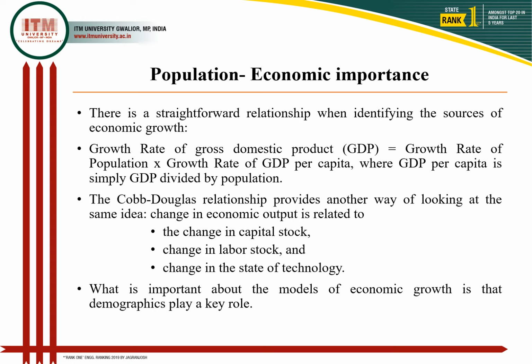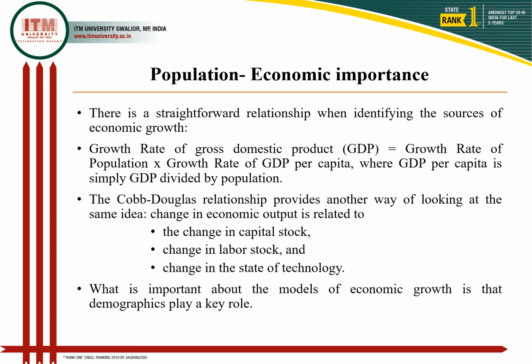The growth rate of GDP is a function of the growth rate of population into the growth rate of GDP per capita, where GDP per capita simply is the ratio of GDP divided by, you can say, the population. So the Cobb-Douglas relationship provides another way to signify the importance of population for economic growth.